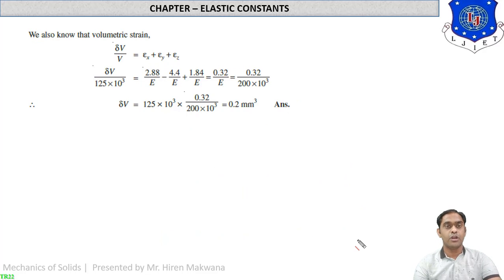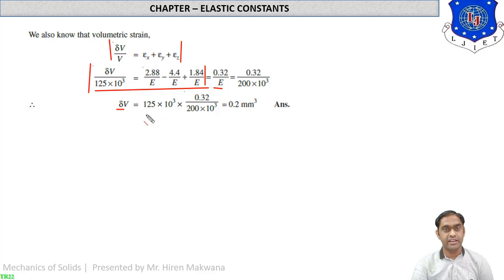Now as per the formula of volumetric strain, delta V by V is equal to epsilon x plus y plus z. By replacing all the values, we can get the answer of delta V. Now the total is 0.32. By making the subject as delta V and replacing all the values, we will get delta V equal to 0.2 mm cube.